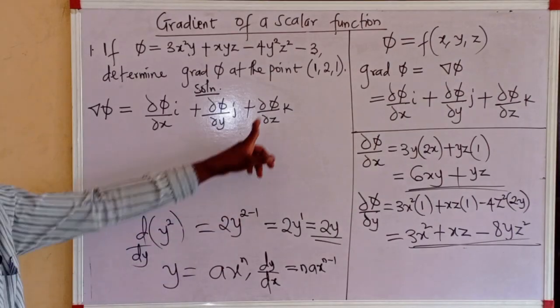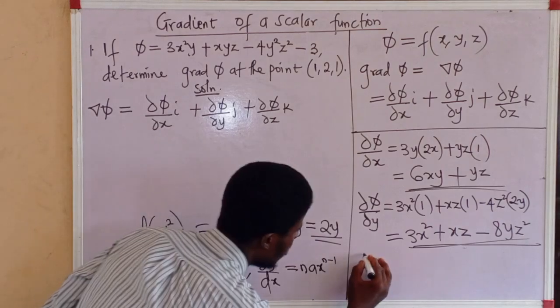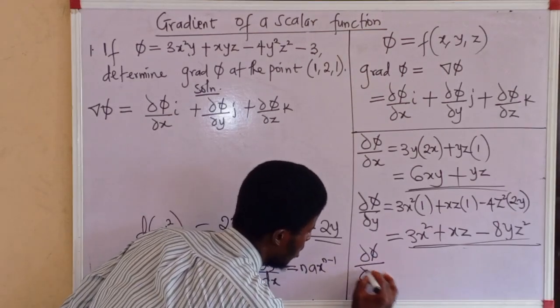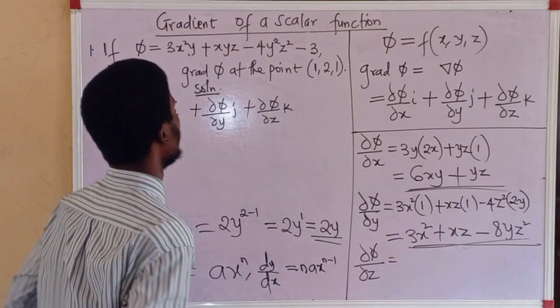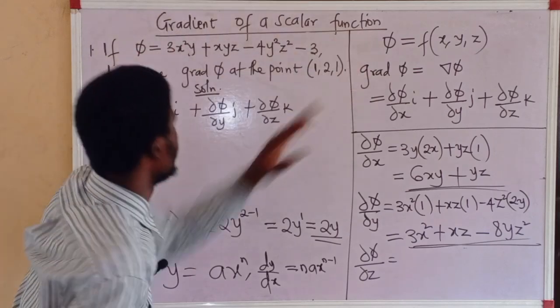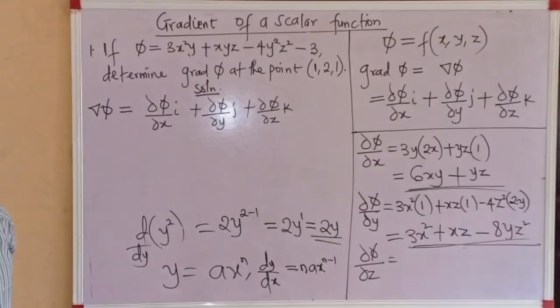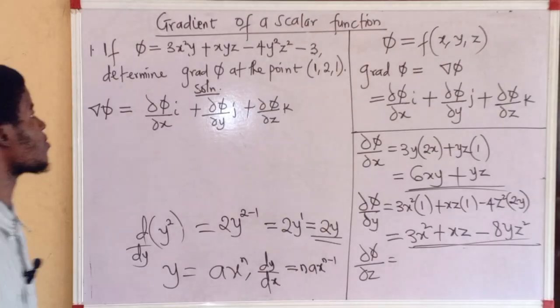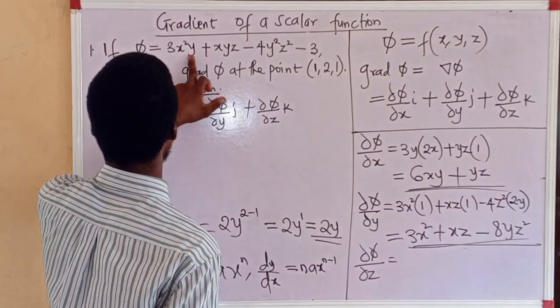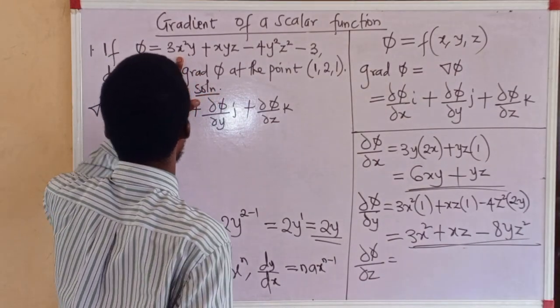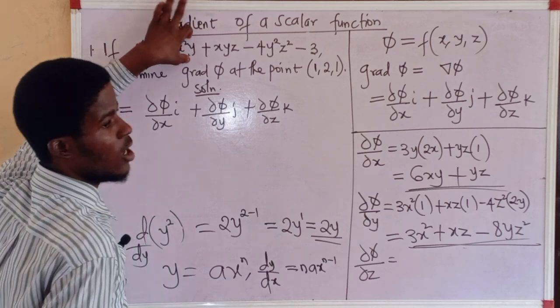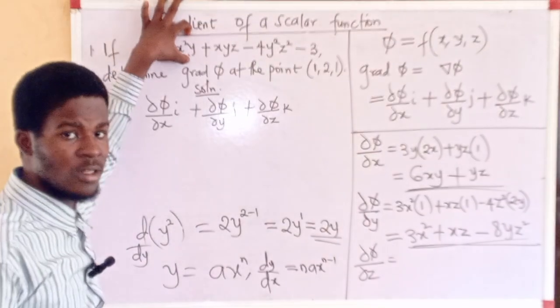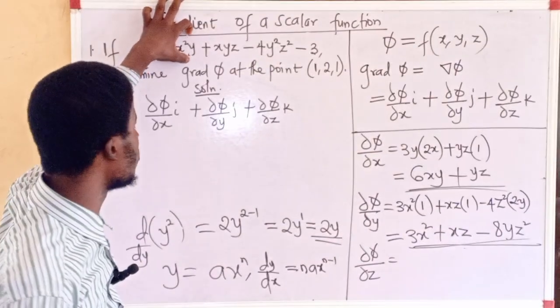Lastly, what is partial phi, partial z? Partial phi, partial z is equal to this. We are going to differentiate this now with respect to z, keeping x and y as constant. So there is no z term here, so it is a constant. And the derivative of a constant is equal to 0. So this is 0.